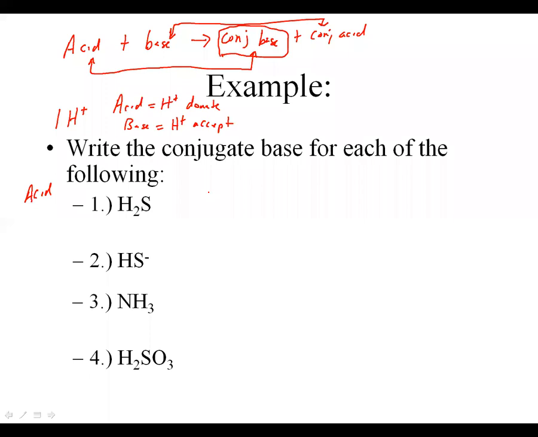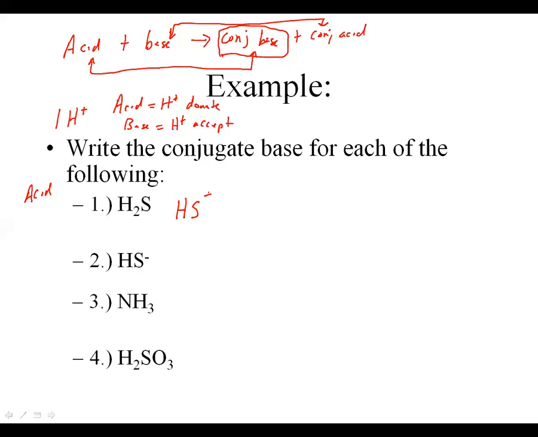So when our first one donates the H plus, it's going to be left with one hydrogen. It's going to be left with a minus one charge. Again, here, when we lose that plus, we become one more negative. So we'll go from H2S to HS minus.